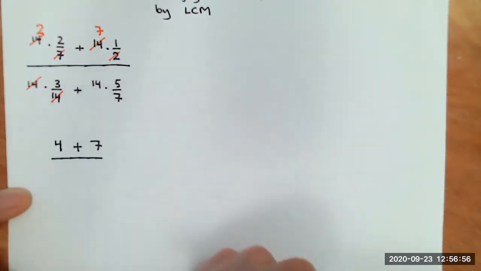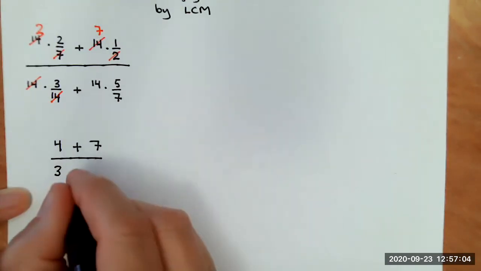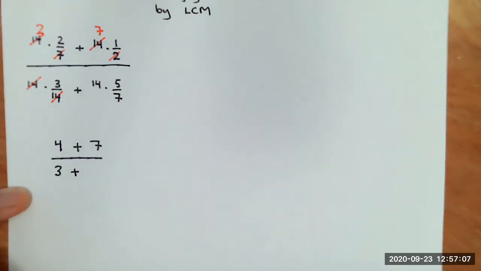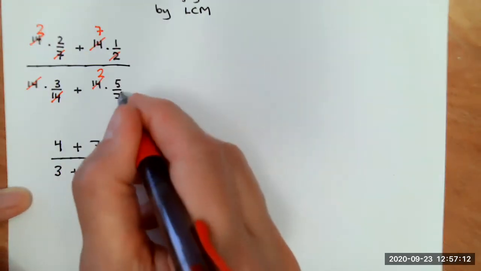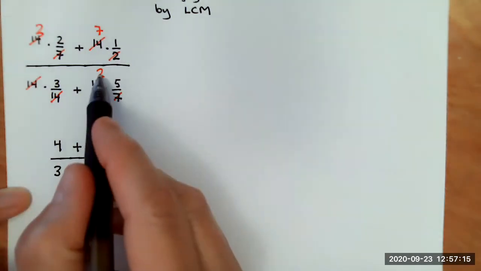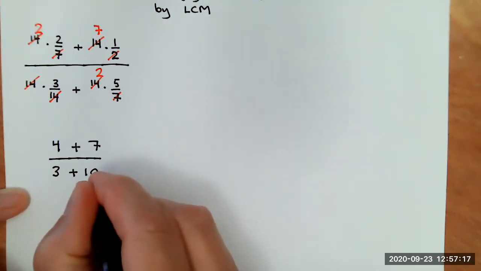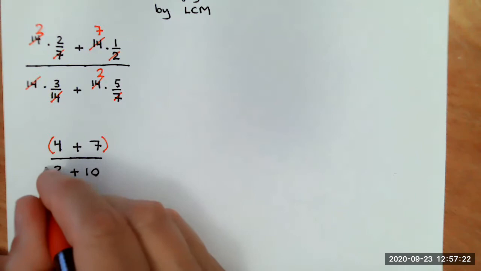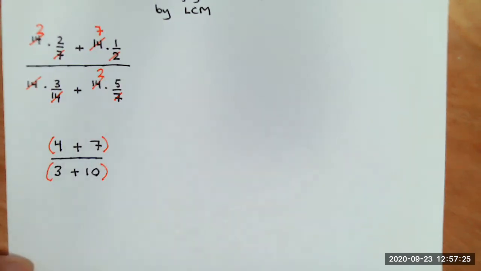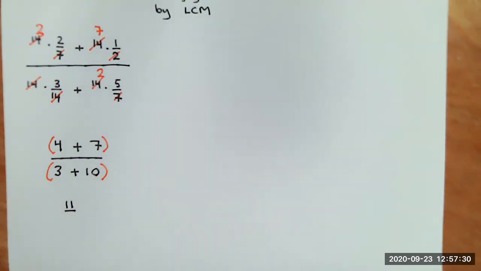14 over 14 is equal to 1. 1 times 3 is 3. Bring down the plus. 7 goes into 14 2 times. 2 times 5 is 10. Remember, you want to simplify the numerator, simplify the denominator. 4 plus 7 is 11. 3 plus 10 is 13.